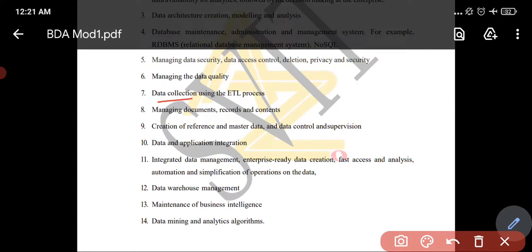data collection using ETL, that is extraction, transform and load, managing the data documents, creation of reference and master data, data application and integration, data integrated management, data warehouse management, maintenance and then business intelligence, and data mining and then analytics algorithm.